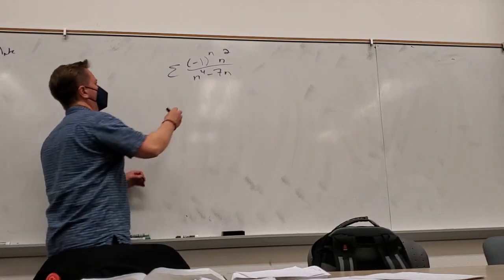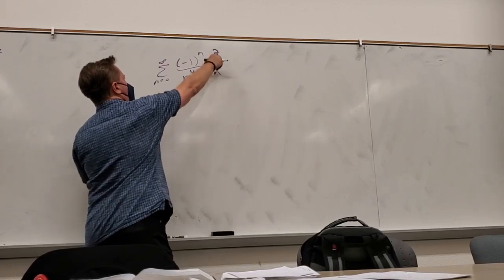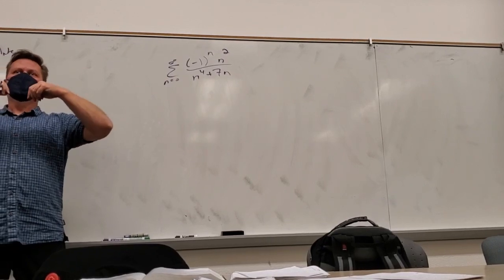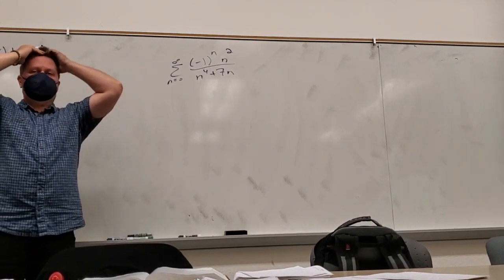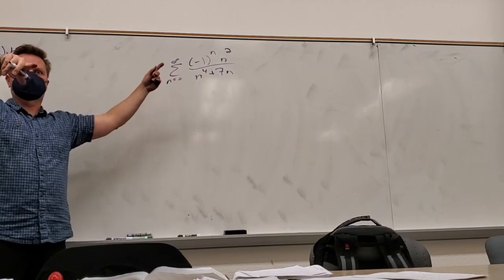It's going to be 1 over n squared, basically, right? So there are cases where doing the absolute convergence tests will be easier. I mean, especially when it's like a P series or something.